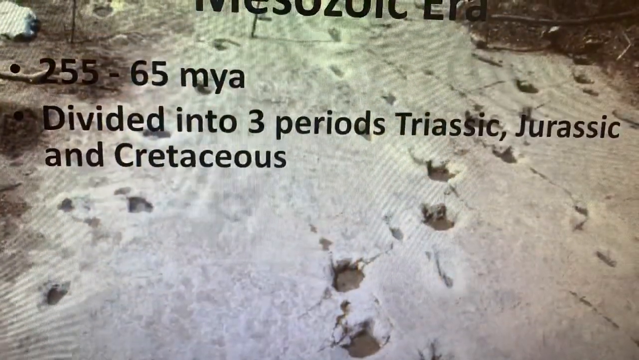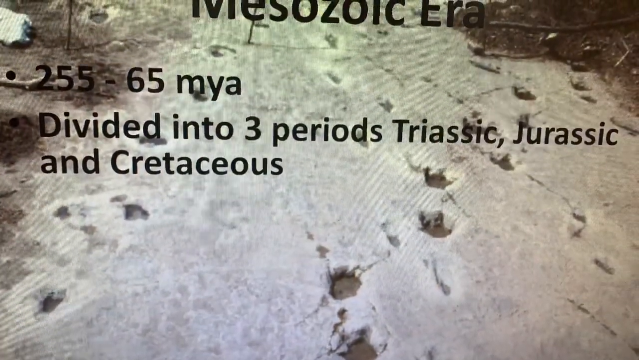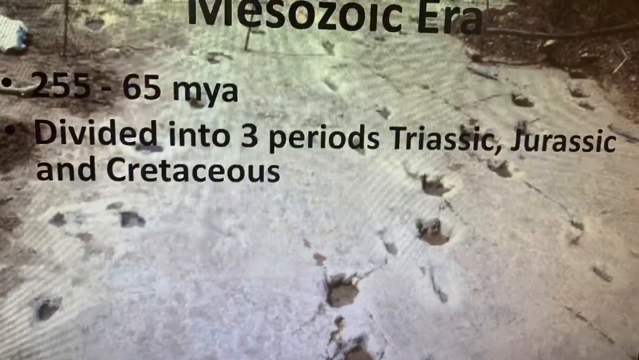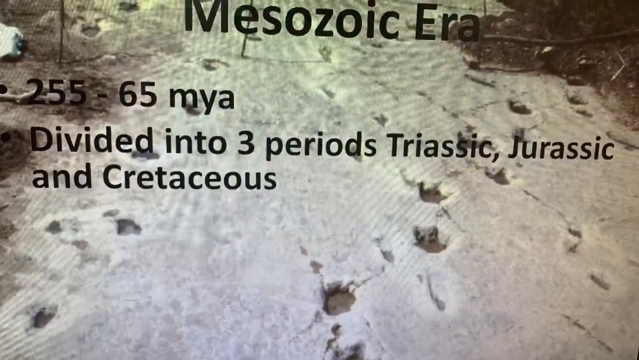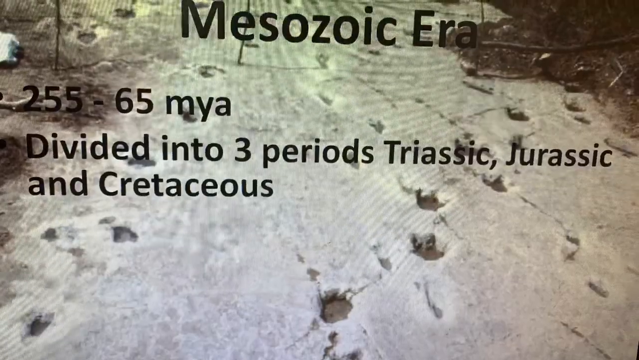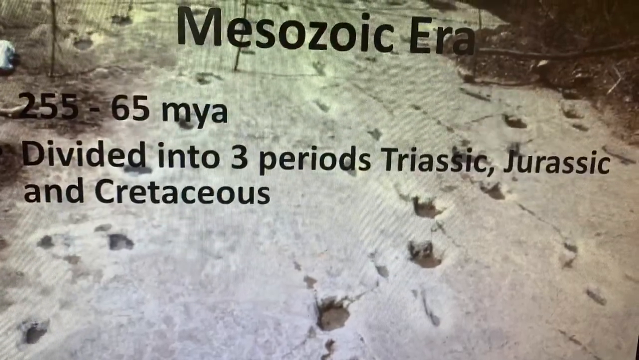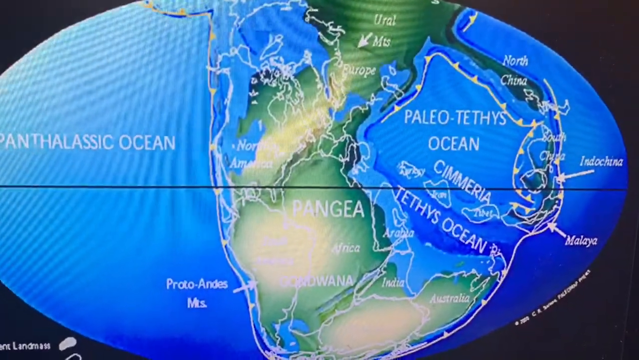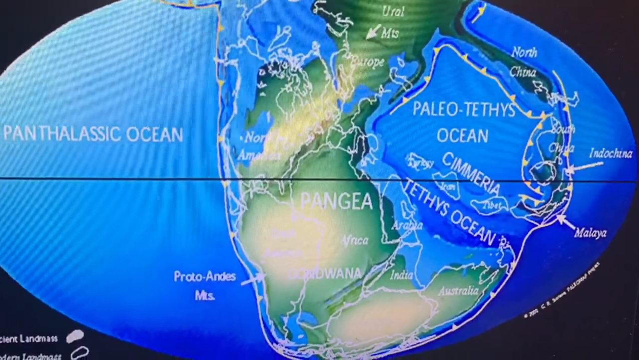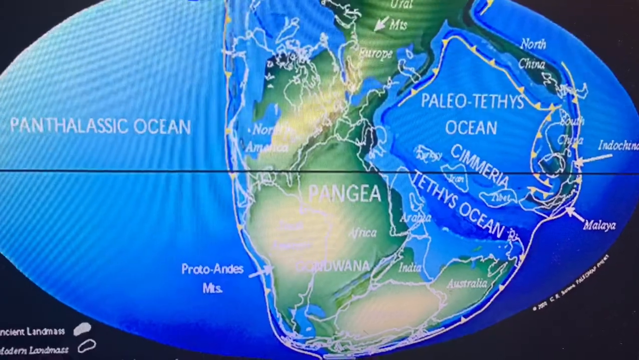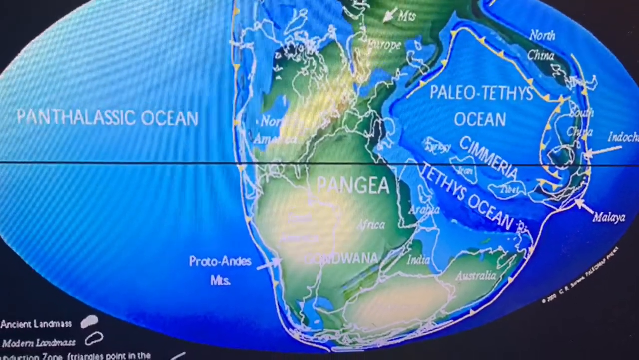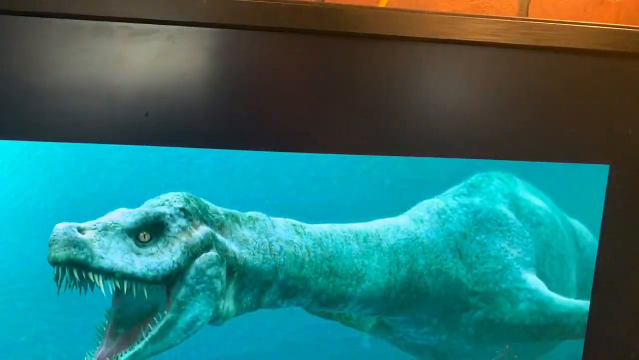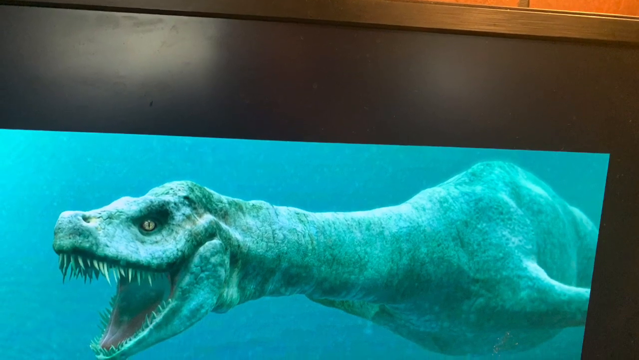Next era that we run into is the Mesozoic era, and the Mesozoic era runs from 255 to 65 million years ago. It's split into three time periods: the Triassic, the Jurassic, and the Cretaceous time period. At the beginning of this era, the continents are all mashed together into one huge supercontinent known as Pangaea. As the era proceeds, the continents will separate. Now, the Mesozoic era is known as the Age of Reptiles. Reptiles will come to dominate all aspects of the world.